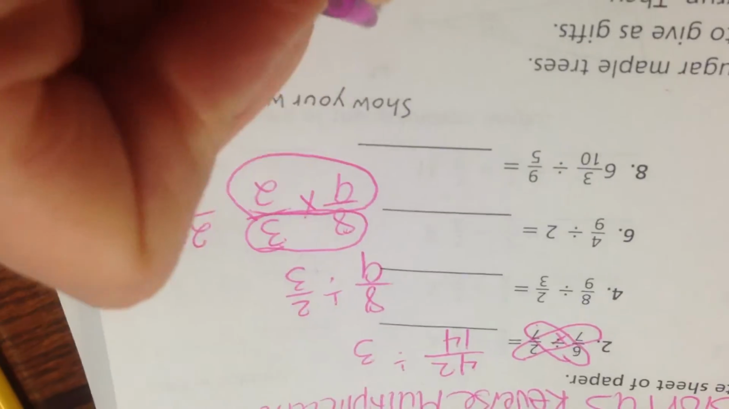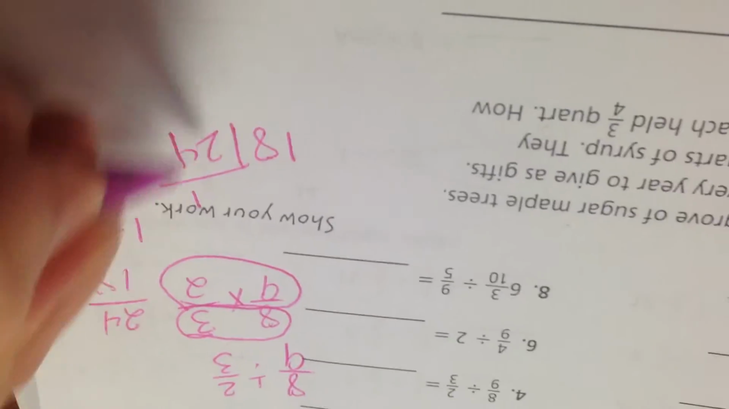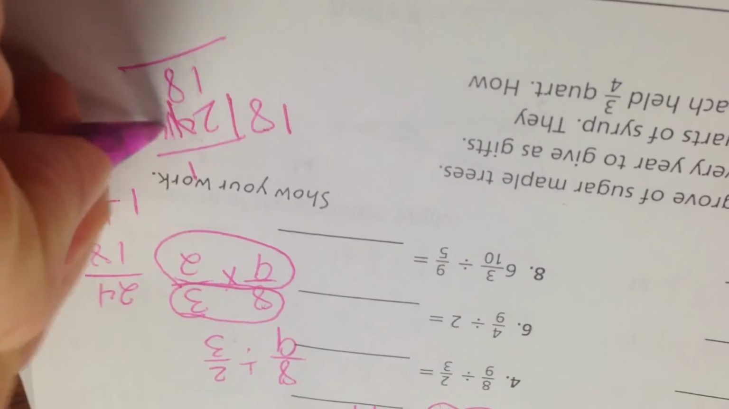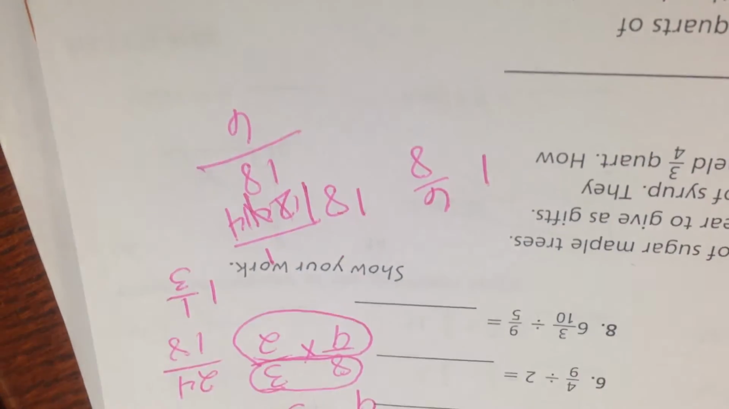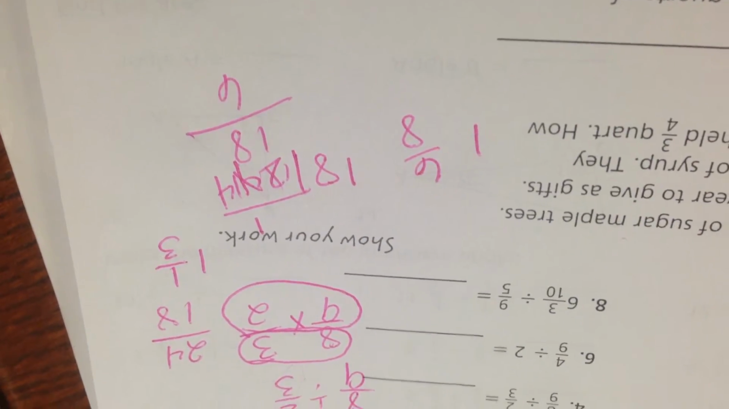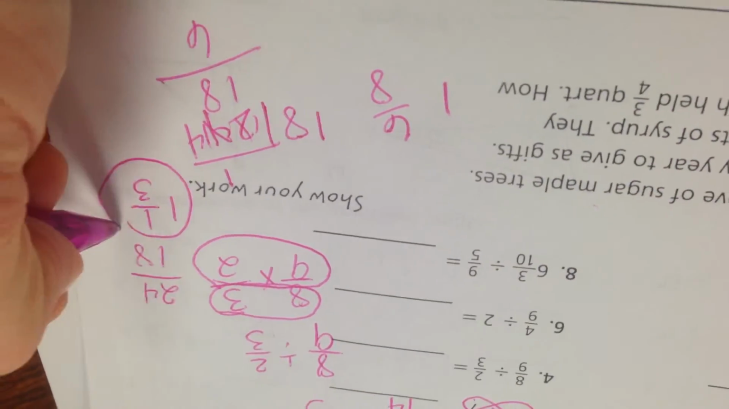If we look at it again, I did some simplifying real quick before I even went into it. So 18/24, 1, 18, that becomes a 14, a 2, so 6. So then I technically have 1 and 6/8. And when I simplify it, dividing by 2, I get 1 and 1/3.